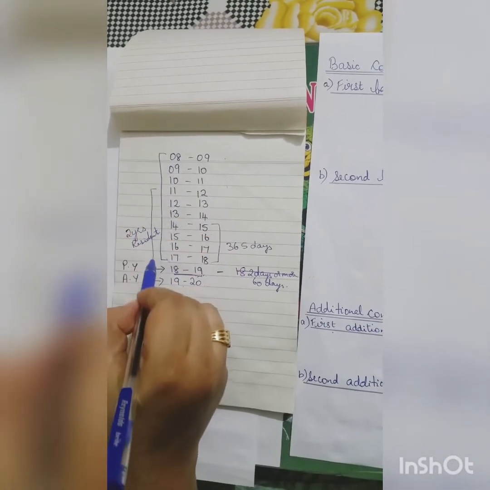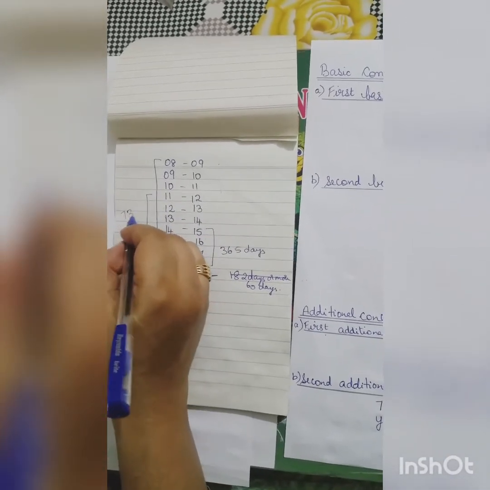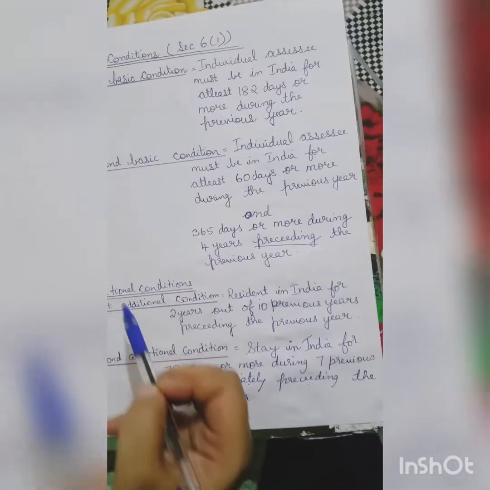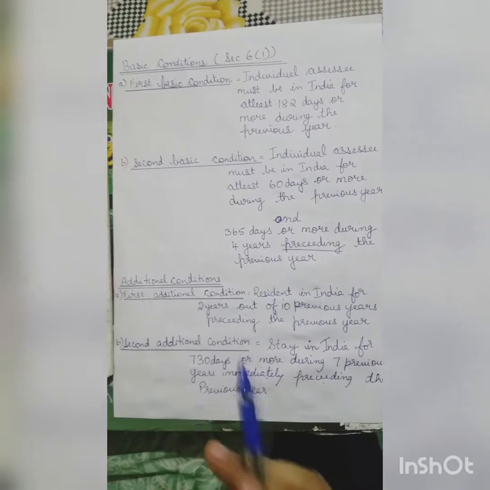So in these 7 years, the individual must stay for at least 730 days. So these are the various basic conditions and additional conditions. Now again, let's just go through what the conditions were.